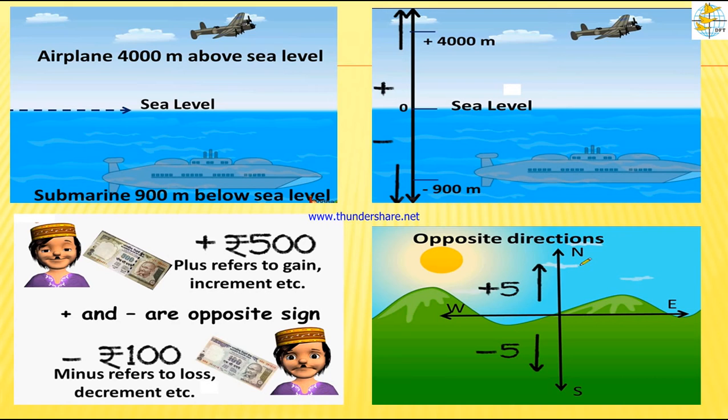Then opposite directions. North we represent with positive because it is up. South we are representing with negative. Likewise, east direction. East means right side, so east direction we represent with positive. West we represent with negative.